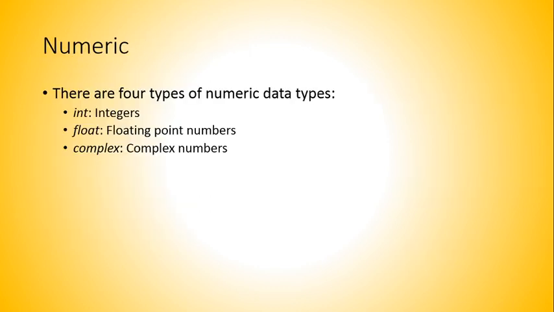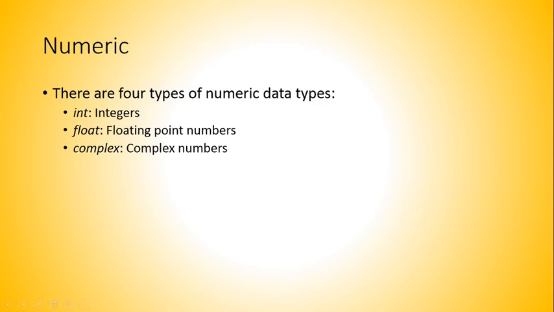Numeric data type. So there are mainly 4. There is a mistake here. There are really 3 types of numeric data type. INT, that stands for integer. Float, FLOAT, that is for floating point number. And the third one is complex, which stands for complex number.